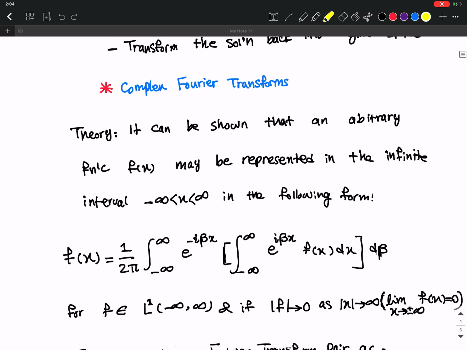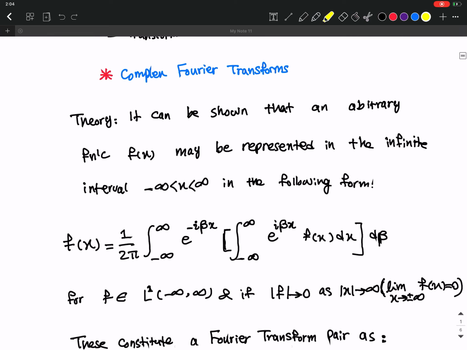And so I only introduced one type of integral transform in this class, and that is complex Fourier transforms. But just know that there are other types like Laplace transforms and also even finite Fourier transforms. So, and then we showed that we can write any function with these specifications in terms of this formula.